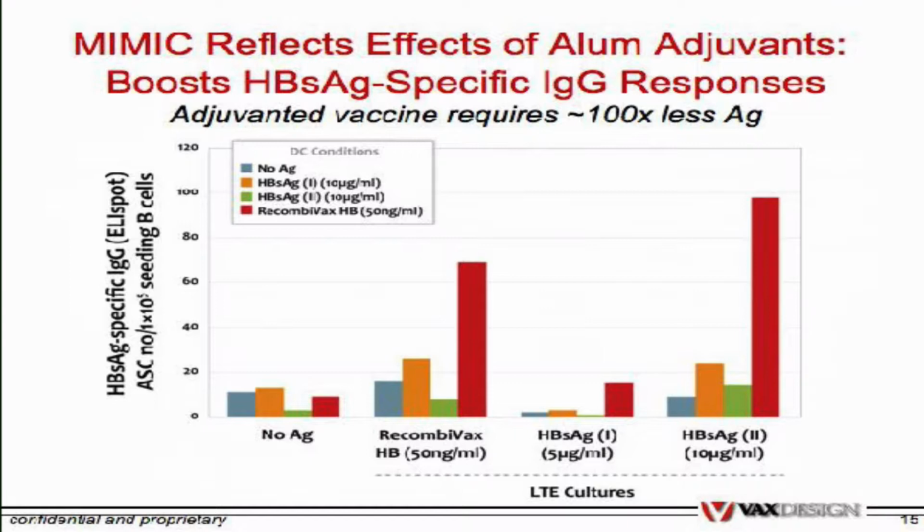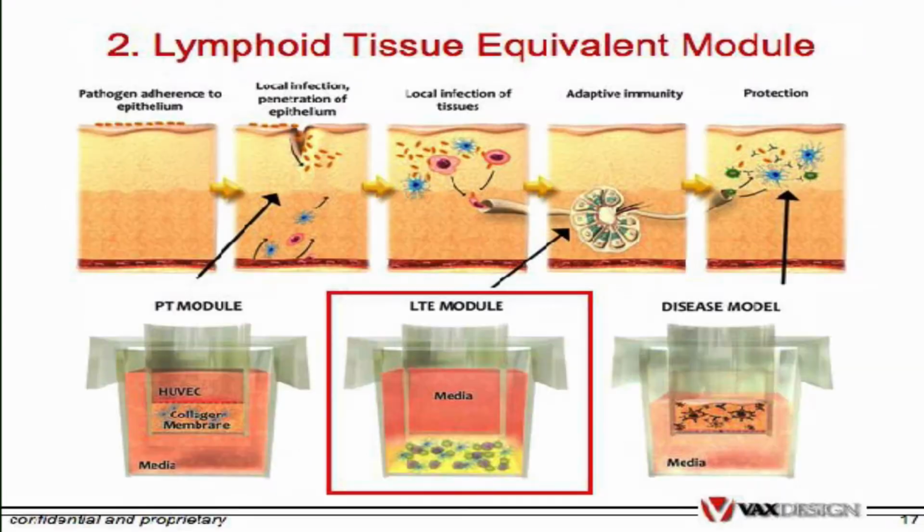Typically exactly what's seen in vivo. Now that you are familiar with the peripheral tissue module, we're going to go to the next module, which is exactly what happens in a local lymph node.